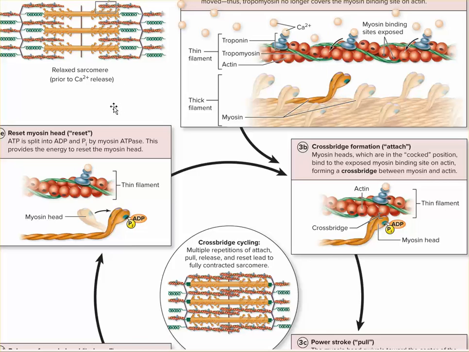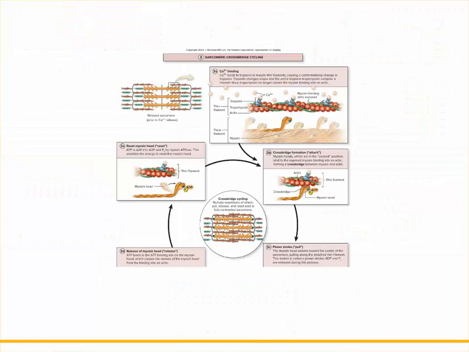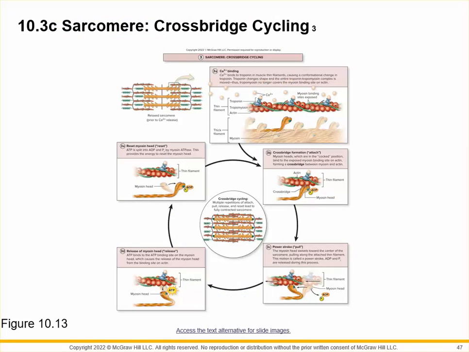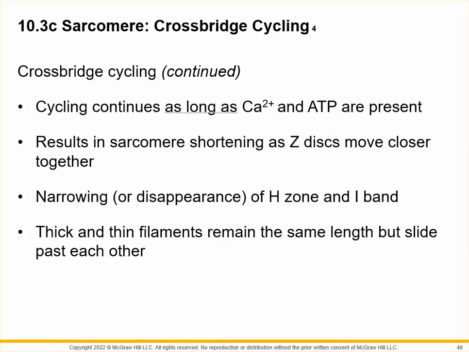You'll notice that none of the filaments change length. They just overlap more when there's a contraction. They overlap less when there is relaxation. The filaments slide past one another, hence the sliding filament theory. So as long as there's calcium and ATP, the Z discs move closer together. The H zone and I band narrow and they can almost completely disappear.